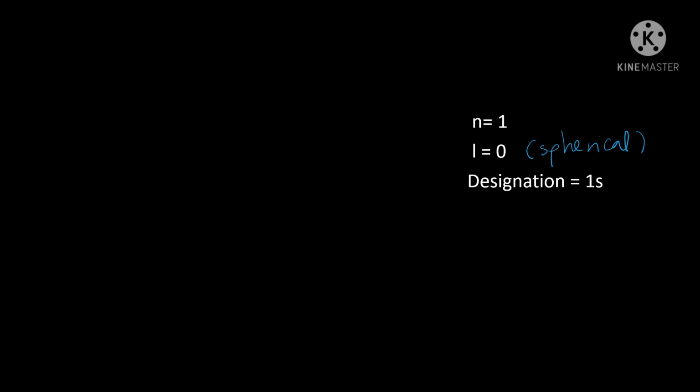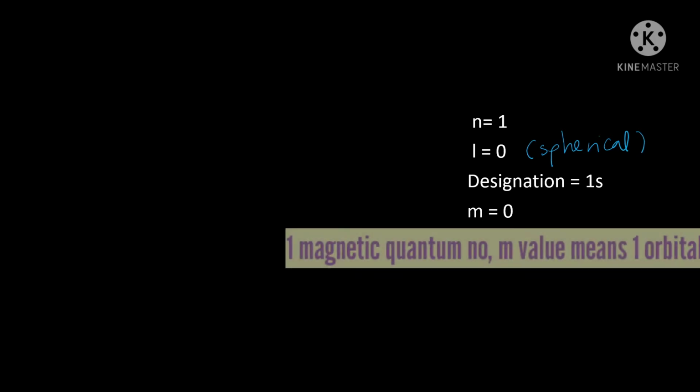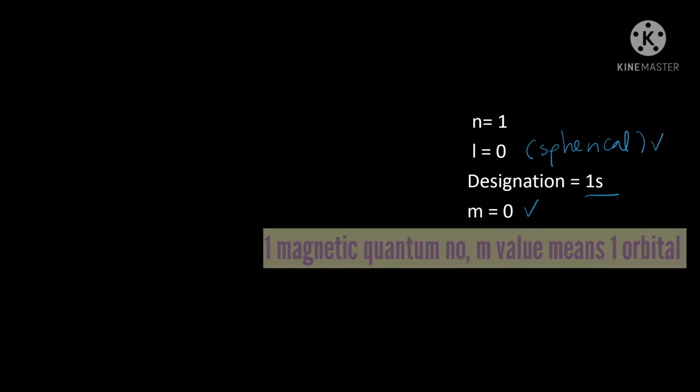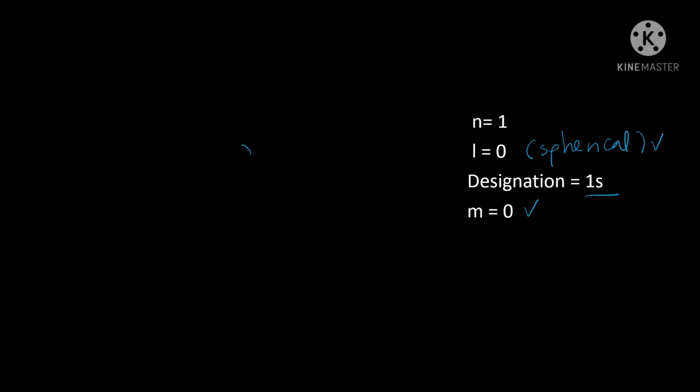For L equals 0, there is only one allowed magnetic quantum number m value, which is m equal to 0. As only one magnetic quantum number value can be written for L equals 0, it means that in the 1s subshell there is only one orbital, and that orbital has the spherical shape. So how to draw the orbital? First, we draw the spherical shape, and then we draw the x-axis, the y-axis, and then the z-axis. So this is the one orbital in the 1s subshell, which has the spherical shape.